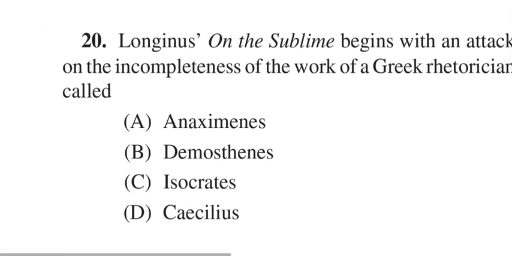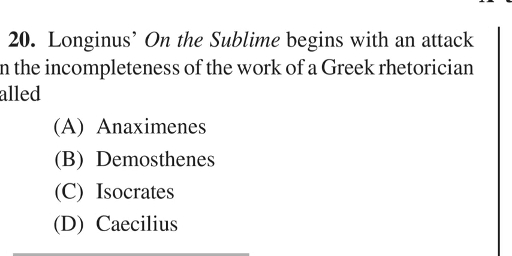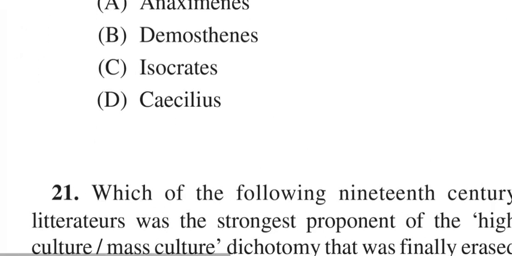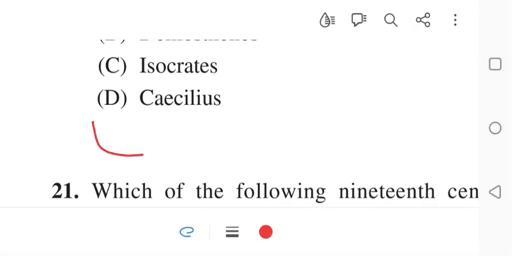Next question we have is number 20. It says, Longinus on the Sublime begins with an attack on the incompleteness of the work of a Greek rhetorician called Anaximenes, Demosthenes, Isocrates, Cassilius. On the Sublime, number 20, correct answer will be Cassilius. This is the correct answer, Cassilius.